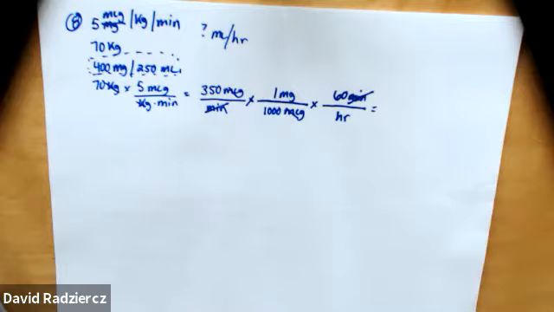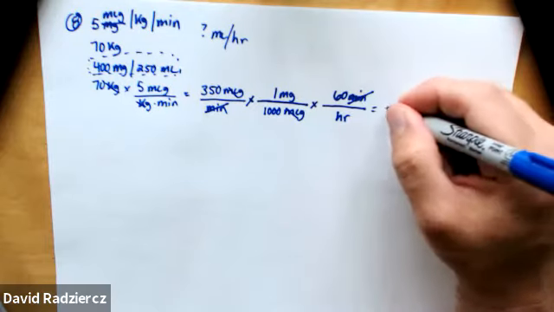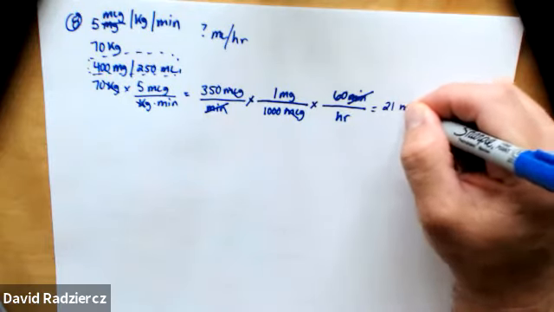So I'm going to take that 350 times 60 and then divide that by 1,000. And I'm going to get 21 milligrams per hour.